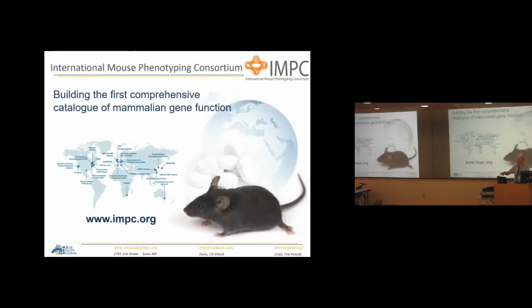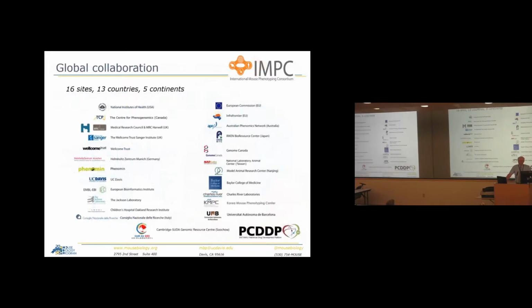So what am I doing in this regard, and what is UC Davis? How does UC Davis participate? Well, we participate in a consortium called the International Mouse Phenotyping Consortium. And the idea is to build the first comprehensive catalog of mammalian gene function. And there's a number of participants in this. There's 16 sites. You see Davis is here, and 13 countries, and just added Africa to the number of continents on which these laboratories are present.